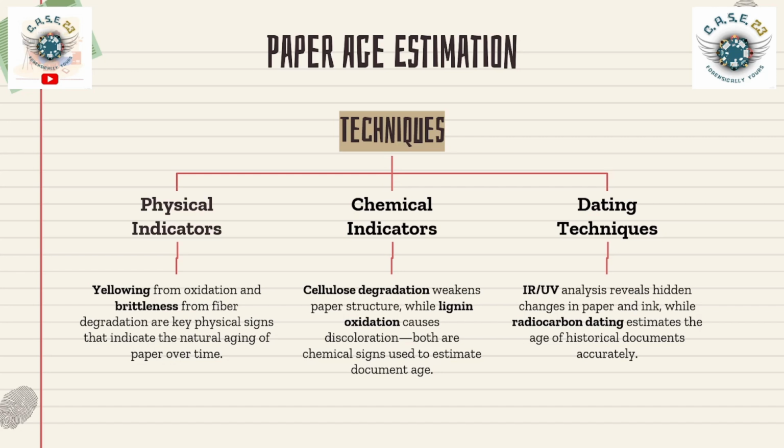Now these involve high-tech methods, mainly UV and IR lights. UV and IR light analysis is used to study hidden features. By hidden features, I mean ink penetration or chemical damage that are not visible under normal light. And for really old documents like historical manuscripts, experts use radiocarbon dating, which gives a very accurate age range based on the decay of carbon atoms in the paper.